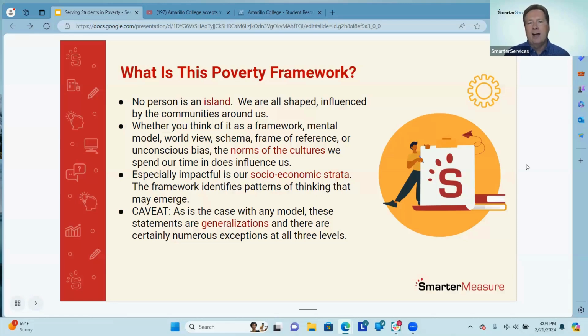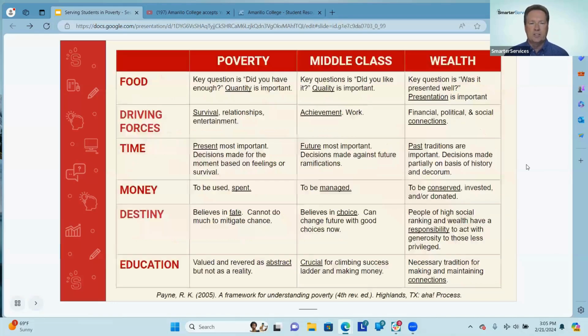Now, let me issue a caveat. What we're about to talk about in this model are generalizations that most of the time ring true to some degree. But obviously, there are exceptions at all three of these levels. There are people that live in the middle class that don't think and act like the norms of the middle class. There are people that live in wealth that don't act and think like that. There are persons who live in poverty that don't act and think like the norms typically are. So, certainly, there are exceptions. What we're talking about here are generalizations.